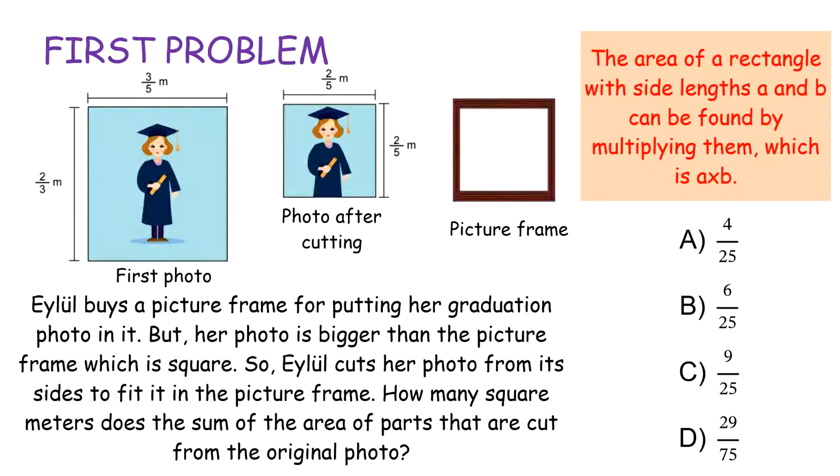Adil buys a picture frame for putting her graduation photo in it, but her photo is bigger than the picture frame, which is square. So Adil cuts her photo from its size to fit it in the picture frame. How many square meters does the sum of the area of parts that are cut from the original photo? In the question, the information about finding an area of rectangle is given to us, which is multiplying its side lengths.